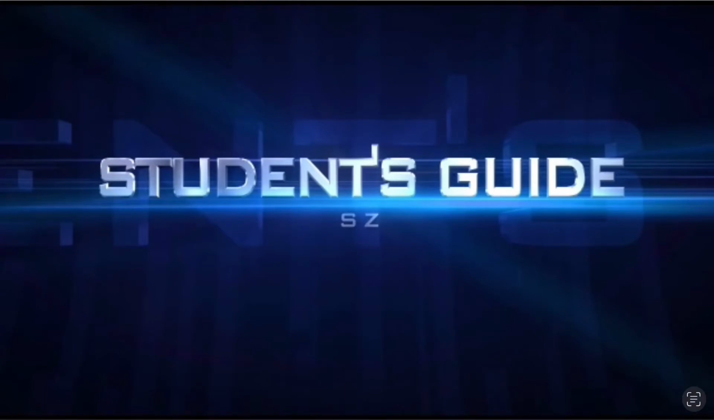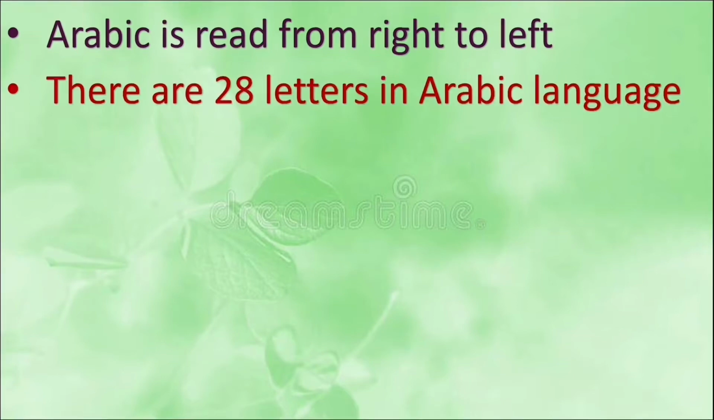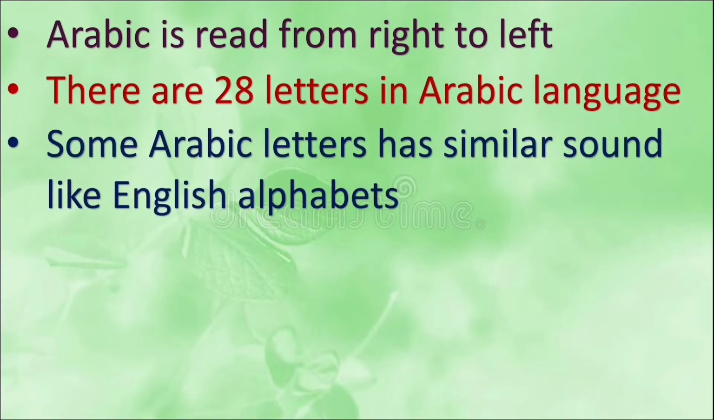So let's start. This video will help non-Arabic speaking children. There are some important points you should know. The first one is Arabic is read from right to left. Next, there are 28 letters in the Arabic language. Some Arabic letters have a similar sound to English alphabets. This is the best way to remember the sound of Arabic letters.